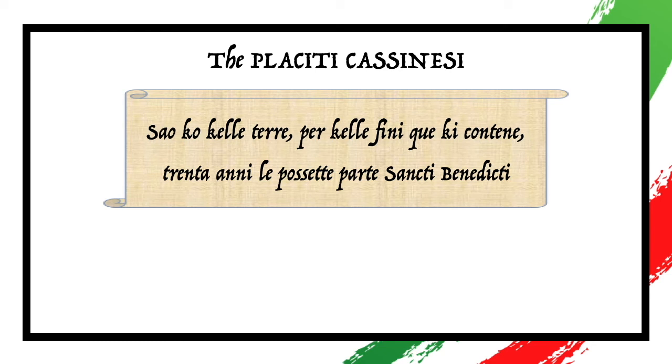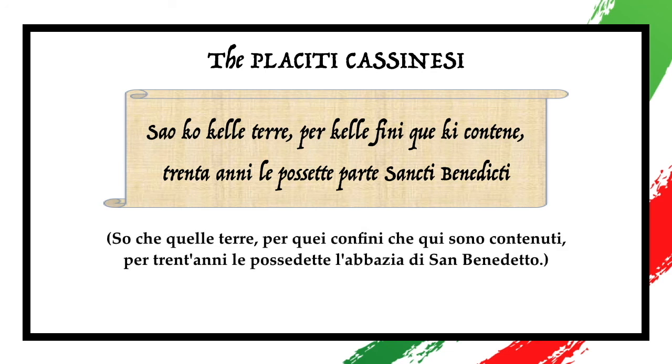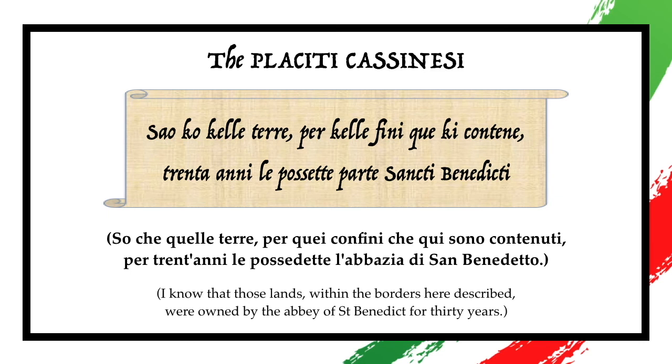Latin was the official written language in Italy in the Middle Ages, but in court cases it was important to write down exactly what people said, and when people had to swear an oath, it had to be written in the local language, so normal people who had not received an education in Latin knew exactly what they were swearing. Here it is in modern Italian and an English translation. So che quelle terre, per quei confini, che qui sono contenuti, per 30 anni le possedette l'abbazia di San Benedetto.